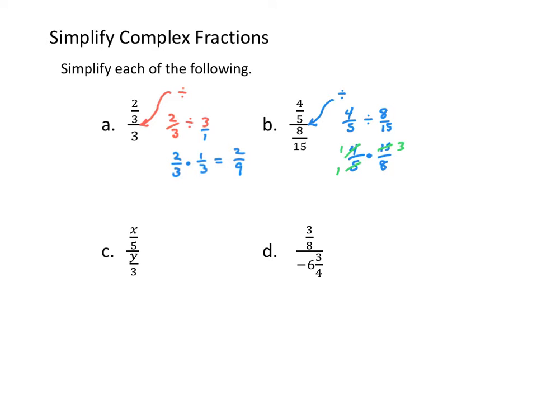4 goes into there once. 4 goes into there twice. 1 times 3 is 3. 1 times 2 is 2. It's 3 over 2. It's okay to leave your answer as an improper fraction as long as it's reduced.